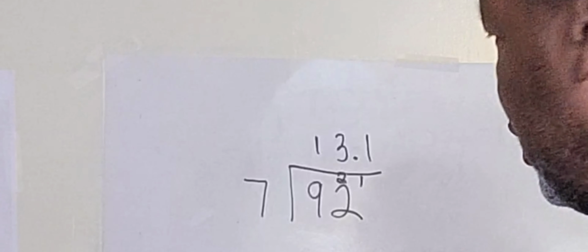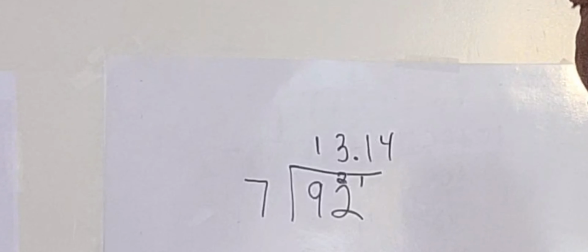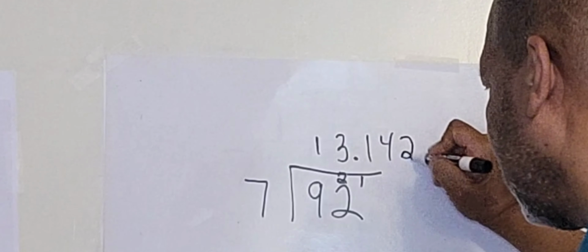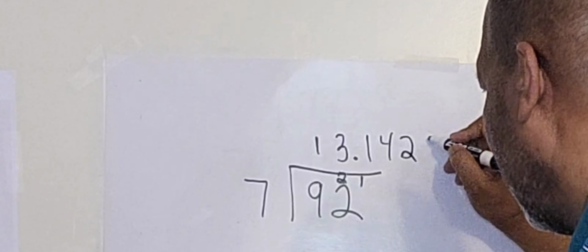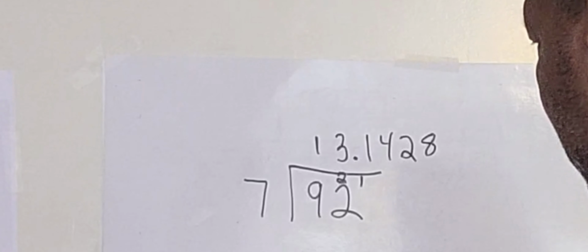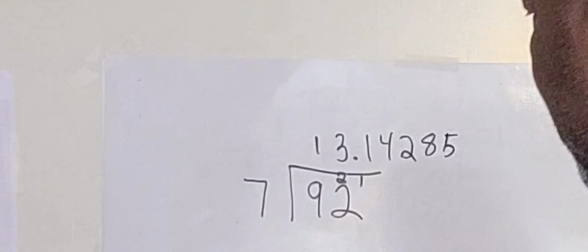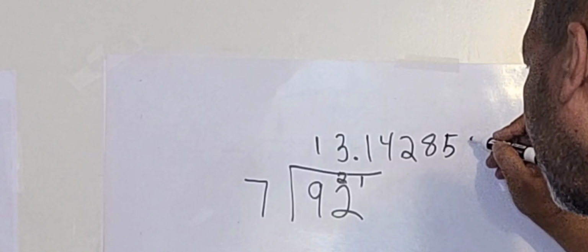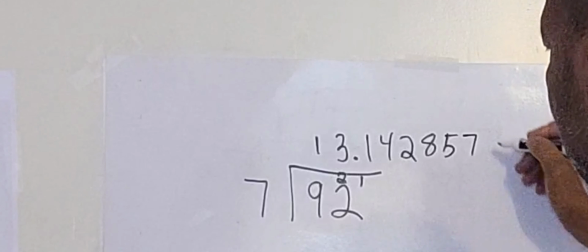We make that into a 30. It goes into 30 4 times with 2 left over. We make that into a 20. So it's 14. So that's going to be 2 times, which leaves 6, which is 60. It goes into 60 8 times, which is 56, which leaves 4. Goes into 40 5 times, from 35, which leaves 5. It goes into 50 7 times. That's 49, which leaves 1. It goes into 10 1 time.